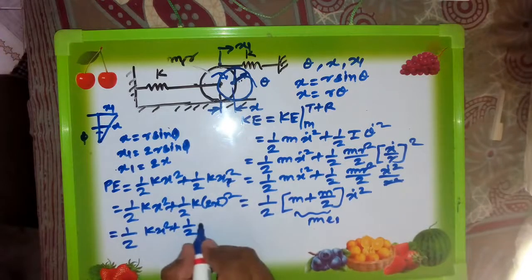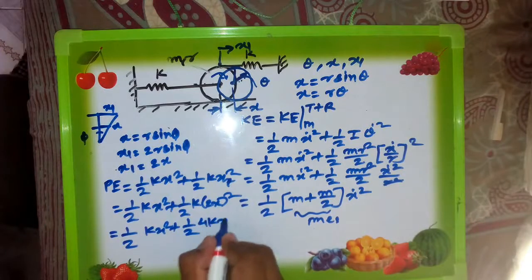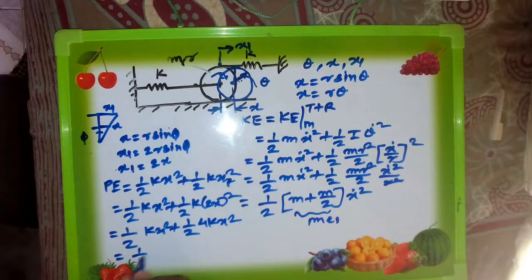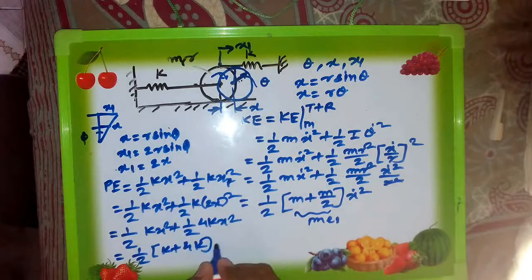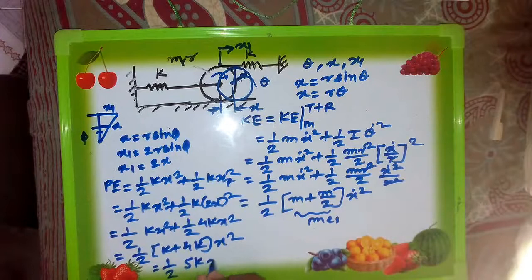which is equal to 1/2 into this value of k x squared plus 1/2 into this 4k x squared, which is equal to 1/2 into bracket, it will be k plus 4k, and I have to multiply it by x squared, which is equal to 1/2 into this 5k x square. So this is nothing but k equivalent.